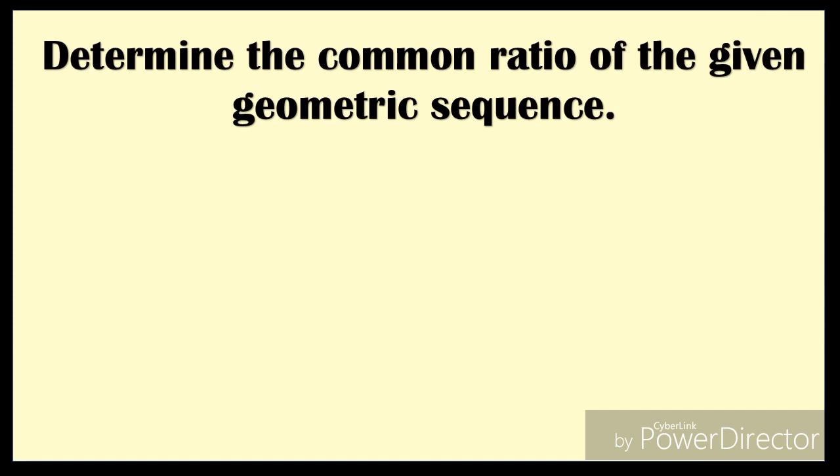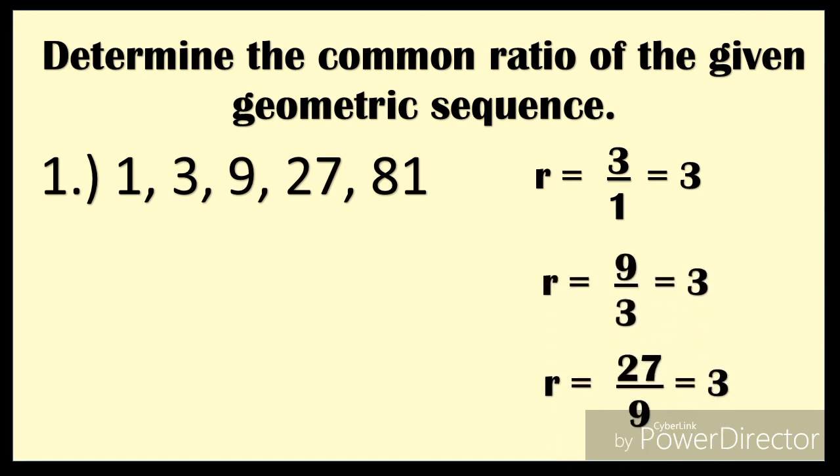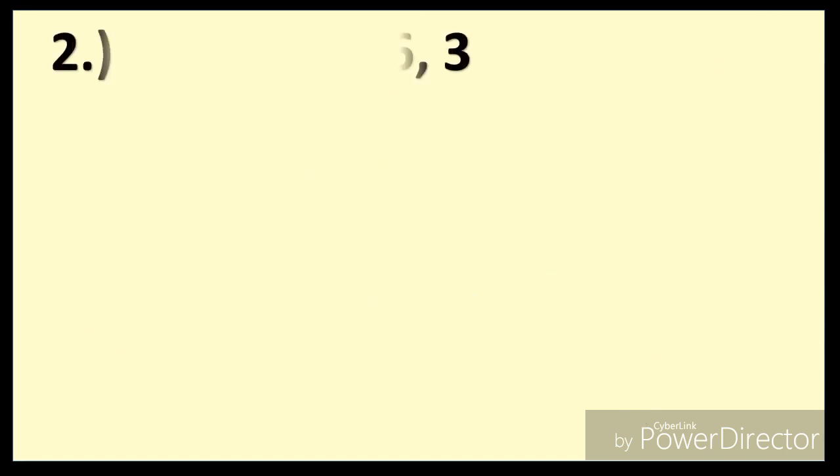Okay, next, determine the common ratio of the given geometric sequences. We have number 1: 1, 3, 9, 27, 81. To find the ratio, we divide 3 by 1, which equals 3. The other one, let's try 9 divided by 3 equals 3. 27 divided by 9 equals 3. And 81 divided by 27 is 3. So the common ratio is 3.